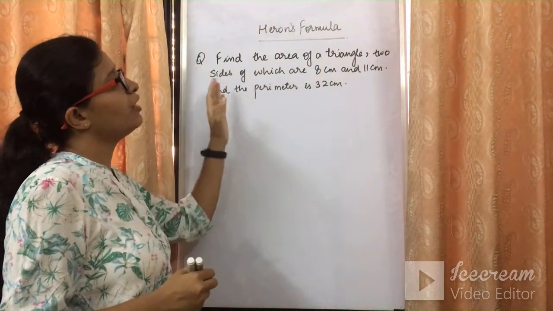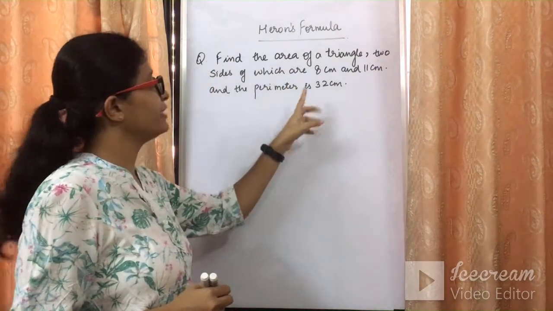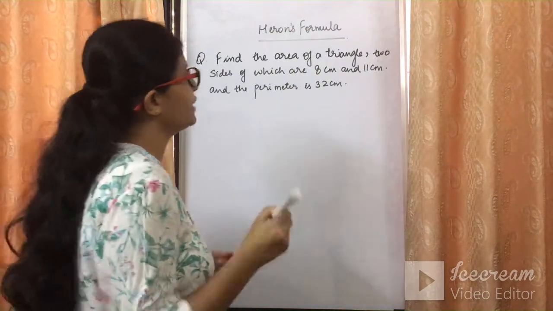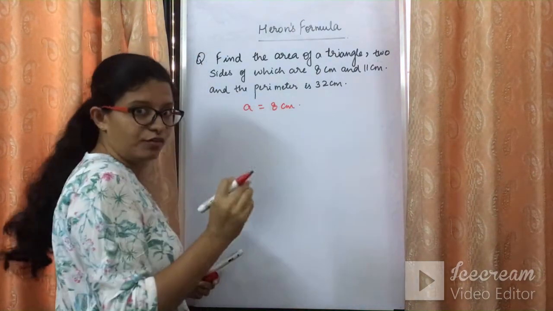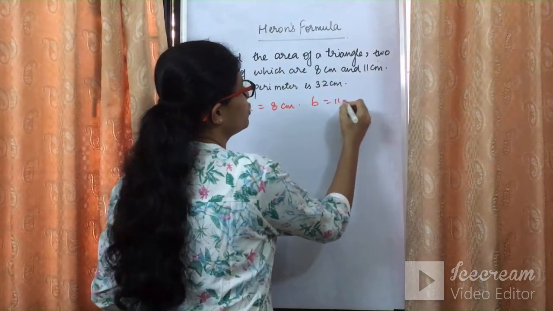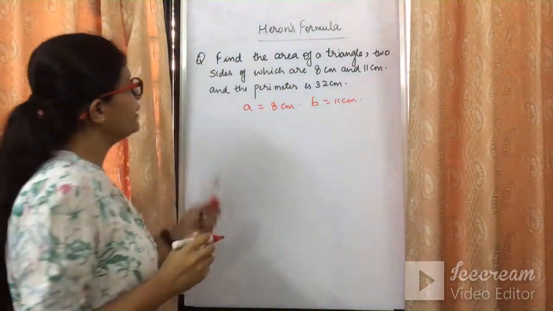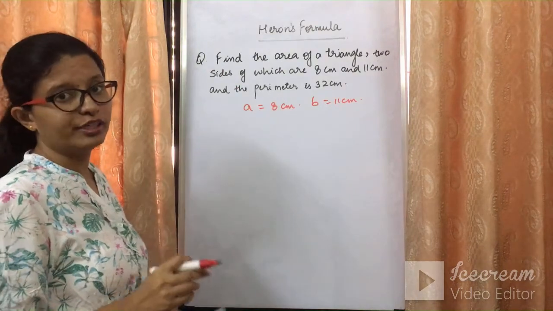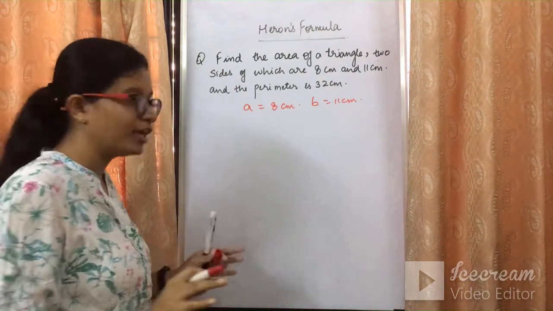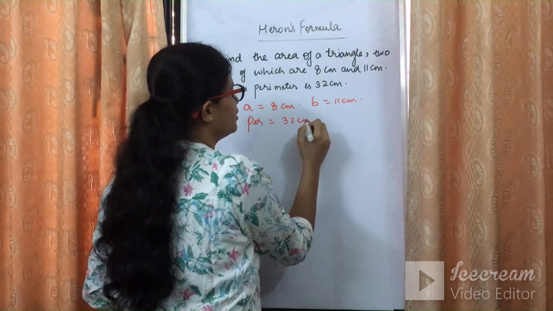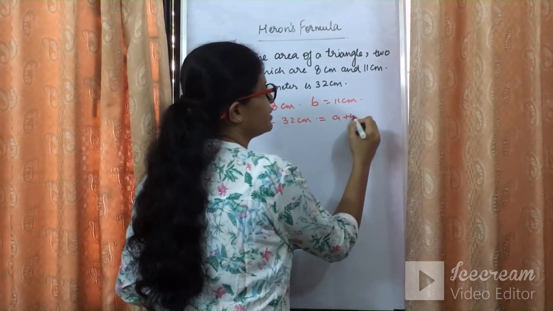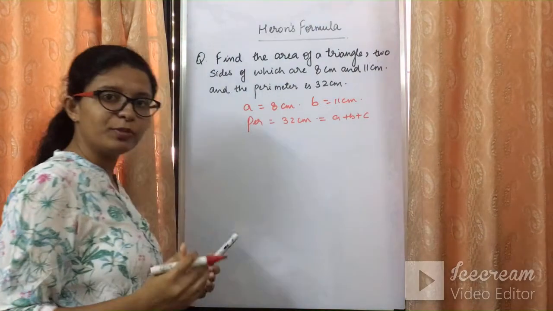So find the area of the triangle, two sides of which are 8 cm and 11 cm. What is given to you here is, A is given as 8 cm, one of the sides of the triangle, B is given as 11 cm. And it is known that the perimeter is 32 cm. The third side of the triangle is not given to you. So if the perimeter is given as 32 cm, perimeter means what? The summation of all the sides, that is A plus B plus C.